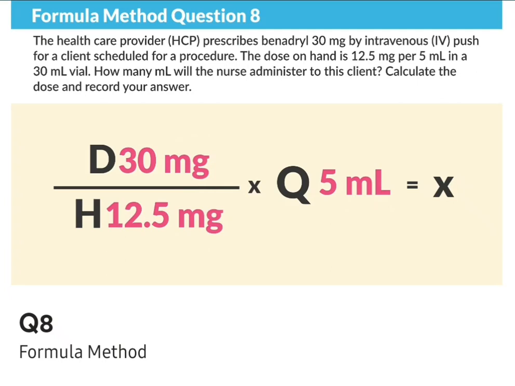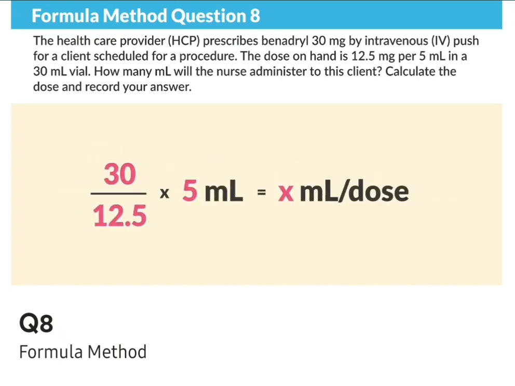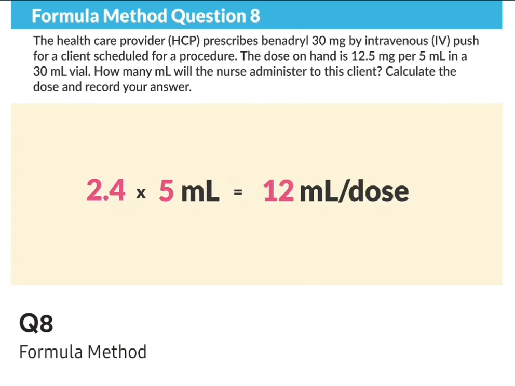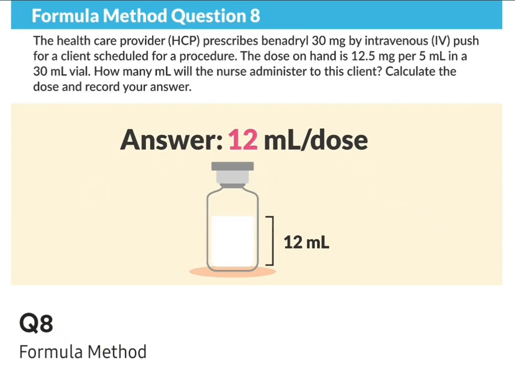Now, this question was a little bit tricky because it tried to throw you off with that 30 mL vial. So the formula should look like this: 30 over 12.5 times 5 mLs. First determine 30 divided by 12.5. That is 2.4, and 2.4 times 5 is 12 mLs per dose. So the correct answer is 12 mLs.